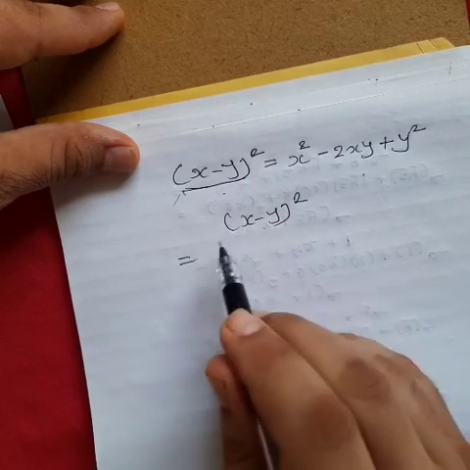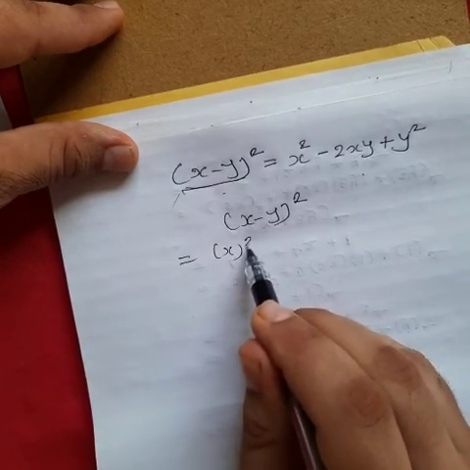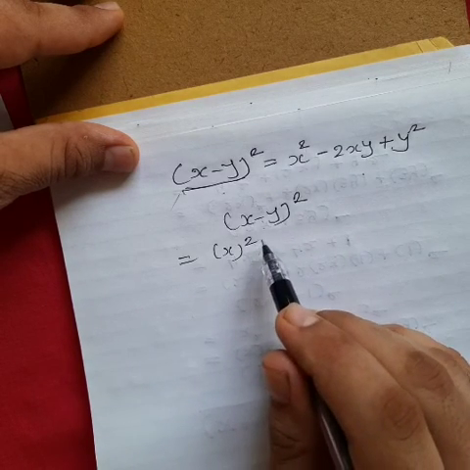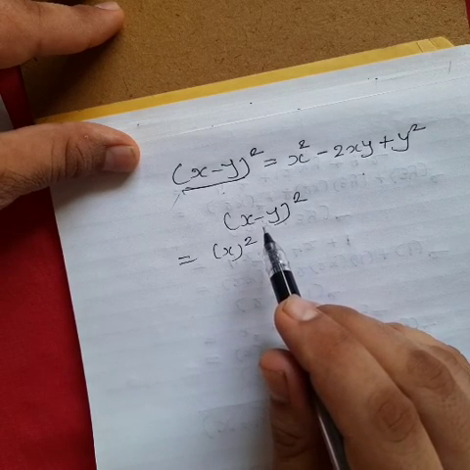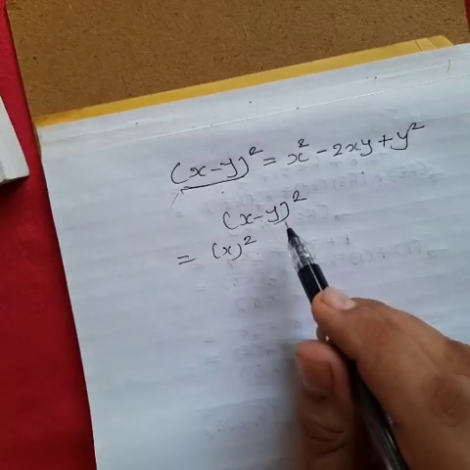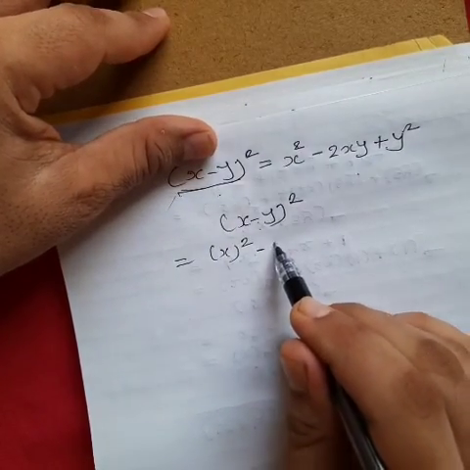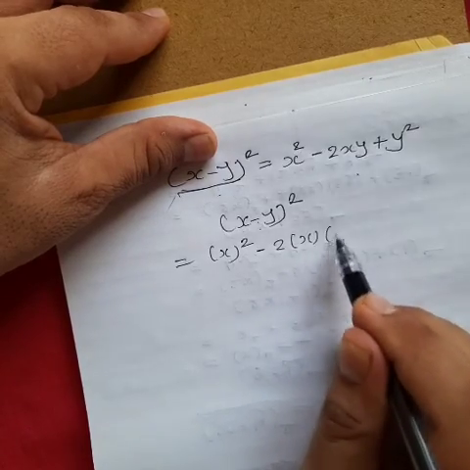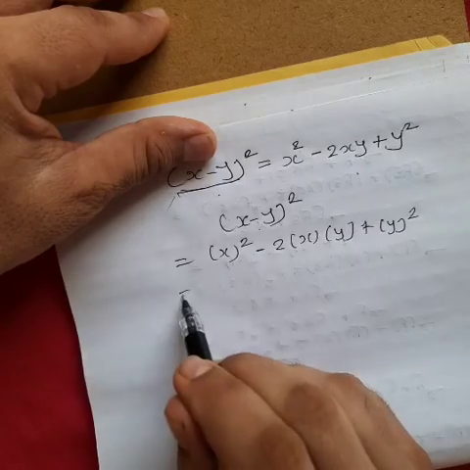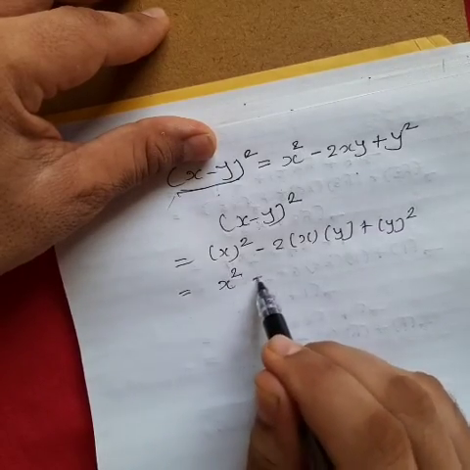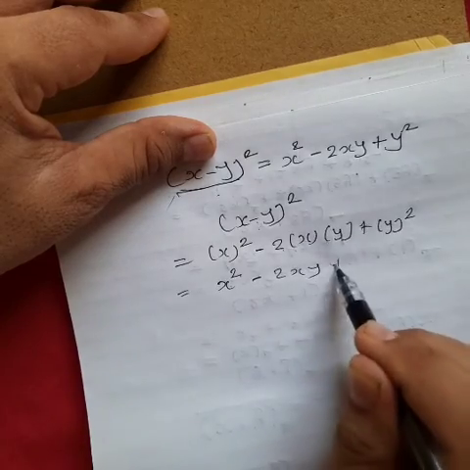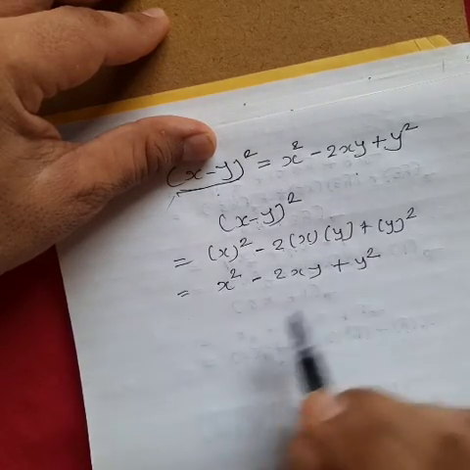How to write? Square of first. Then if the middle term sign is minus, then you keep minus. Before that we had seen that if the middle term sign is plus, then we put plus. Here the middle term sign is minus, so you put minus. Then 2 into first into second, plus square of second. So what do you write? x square minus 2 into x into y, 2xy, and y whole square, that is y square.